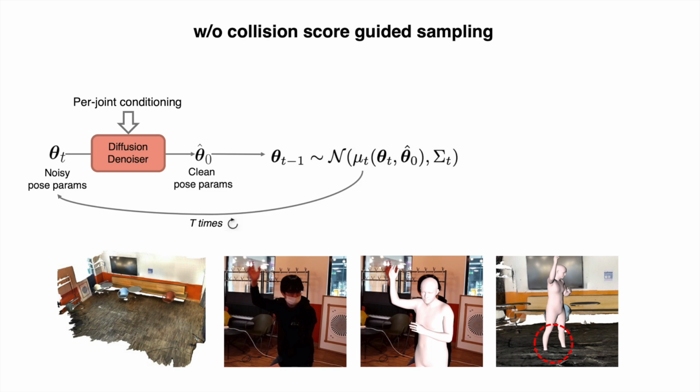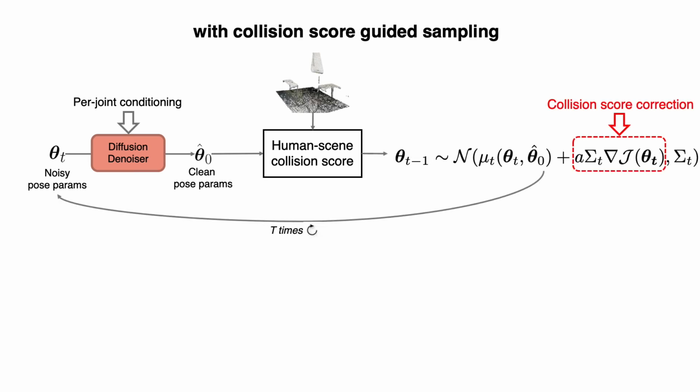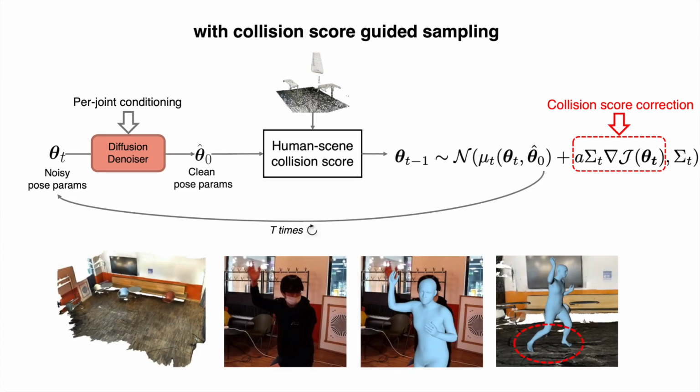To solve this issue, we propose to use a human scene collision score to guide the sampling process. By calculating the gradient of the collision score with respect to body pose, we sample theta t-1 with an additional correction term to reduce the collisions in the next denoising step. This sampling strategy significantly enhances the human scene interaction plausibility.